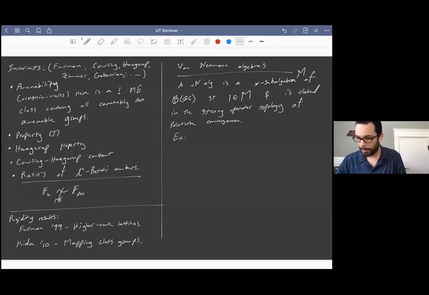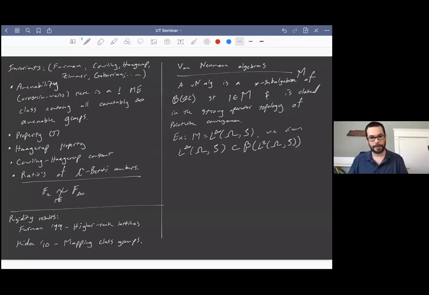Some examples of von Neumann algebras: M is, say, L infinity of some sigma finite measure space. So then this is a von Neumann algebra where we view L infinity of a measure space as sitting inside of bounded operators on L2 of the measure space, where we view it as multiplication operators, just pointwise multiplication. So if you have an essentially bounded function and an L2 function, you just multiply them pointwise, and that gives you another L2 function. And in this way, we realize this as a von Neumann subalgebra.